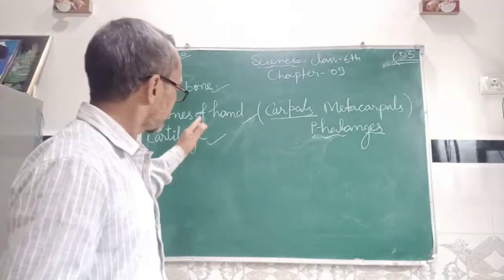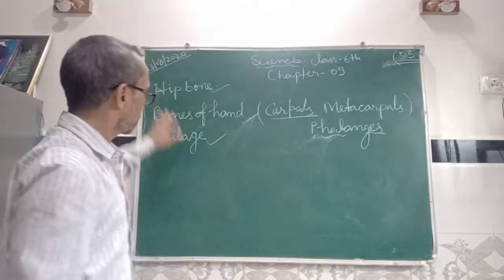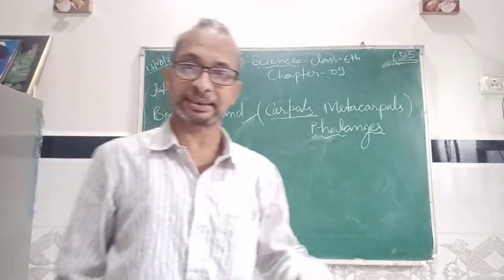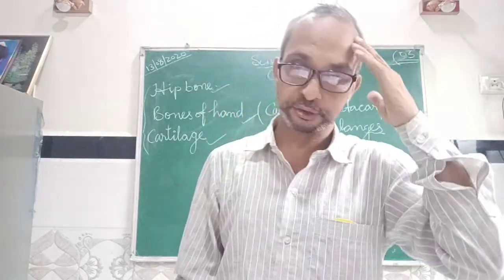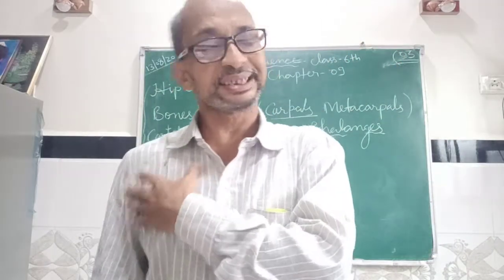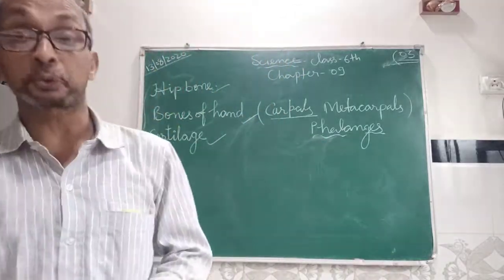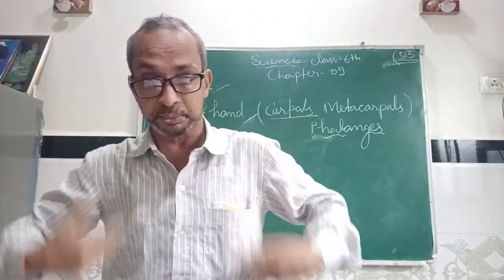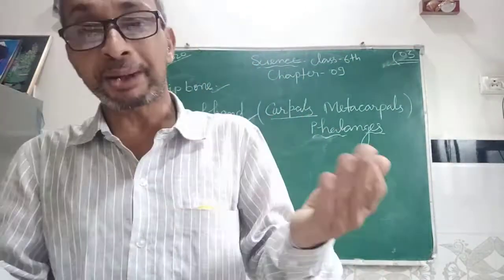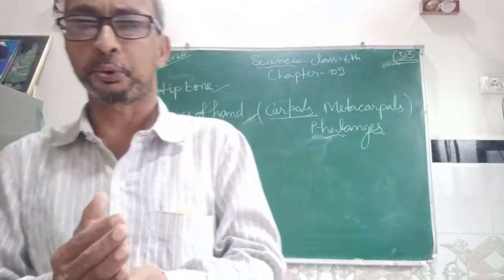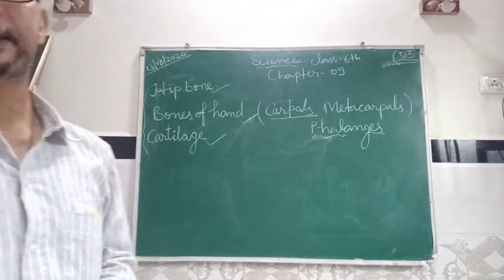So these are the properties of cartilage. These are the types of bones: hip bones, cartilage, bones of the hand, rib cage, backbone, skull, shoulder bone. After this, we will discuss the joints of the body. Different bones of the body are joined to each other, but every joint is not the same. So we will discuss the joints of the body in the next lecture.